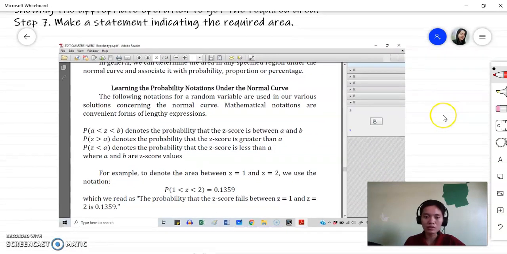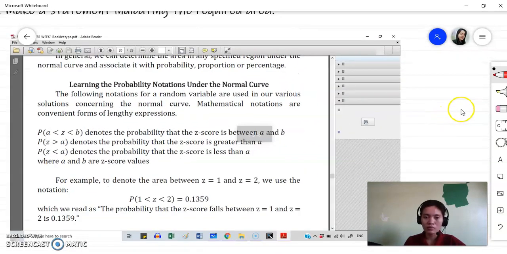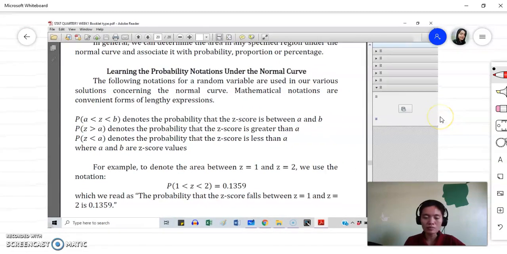Now let's go to the notations. In determining the area or the probability under the normal curve, you have here 3 notations. First, the probability that the z-score is between two z-scores, for example the first z-score is A and the second z-score is B. This is the probability notation. Then if the z-score is greater than A, you have the probability that z is greater than A, and then the probability that z is less than A.